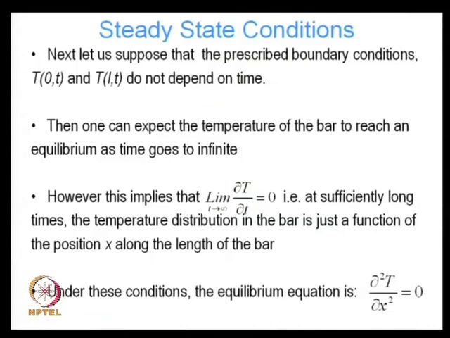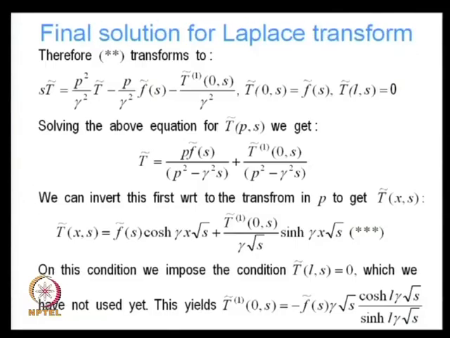And in that case, my parabolic equation becomes an elliptic equation. Why is that? Because the left hand side becomes 0. Let us go back and look at my original equation.